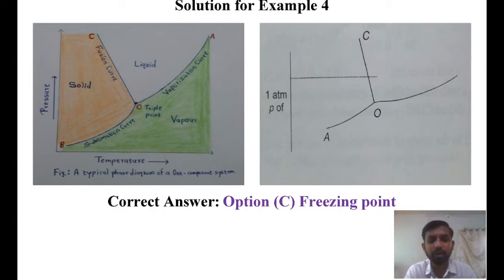In the given phase diagram, the line OC is the fusion curve where solid phase is in equilibrium with liquid phase. The temperature at which line OC intersects the 1 atmosphere line is called as freezing point because that curve belongs to the fusion curve. Therefore the correct answer is option C, freezing point.